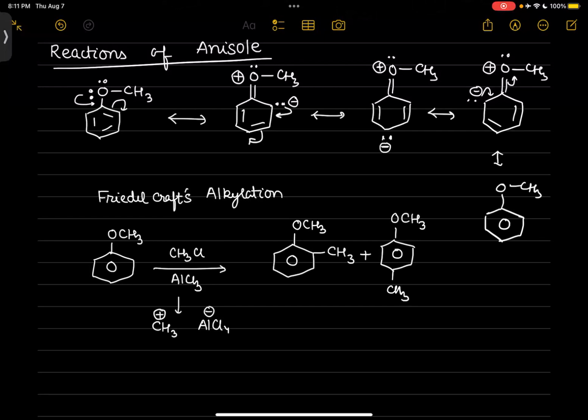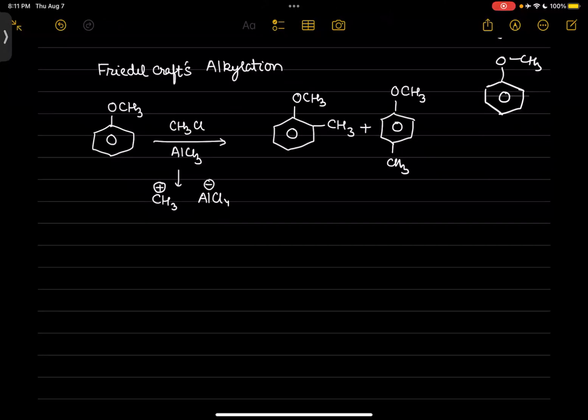Suppose instead of an alkyl group, you want to attach an acyl group. So what is acyl?